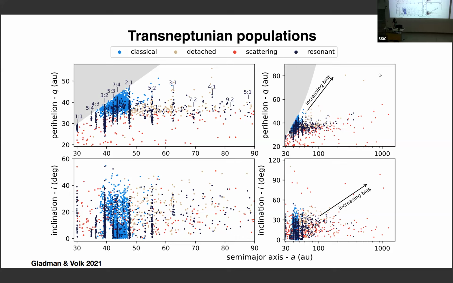These are the Gladman style classifications. So classical objects are things that are on at least 10 million year stable orbits at low eccentricities, and they're focused between 35 and 50 AU. The scattering objects are actively changing their semi-major axes on short timescales, 10 million year timescales. Detached objects are sometimes changing their semi-major axes on slightly longer timescales. Sometimes they are truly giga-year stable on their orbits.